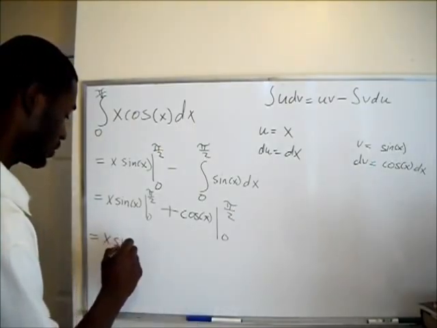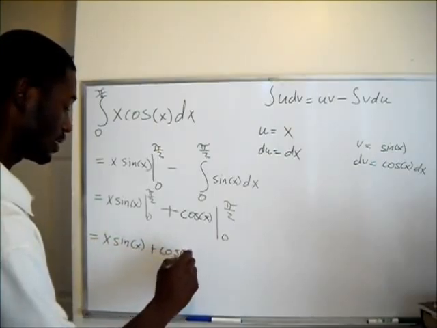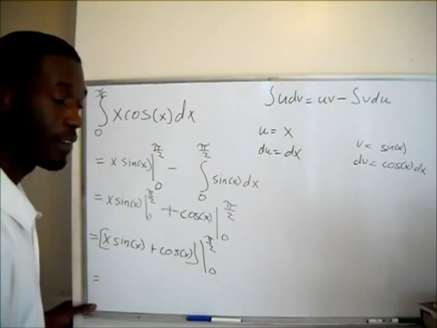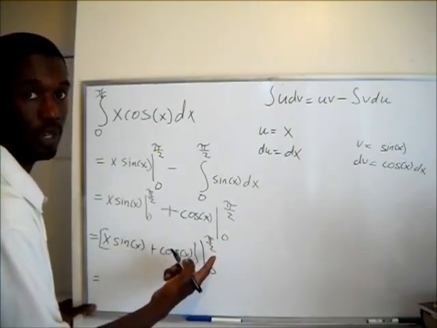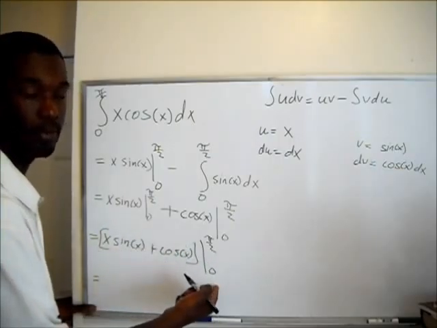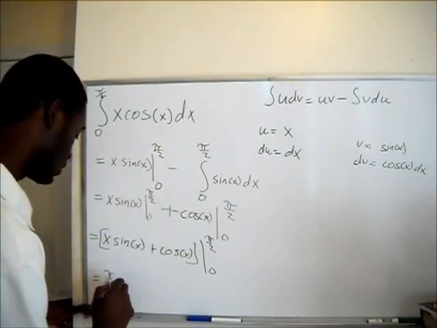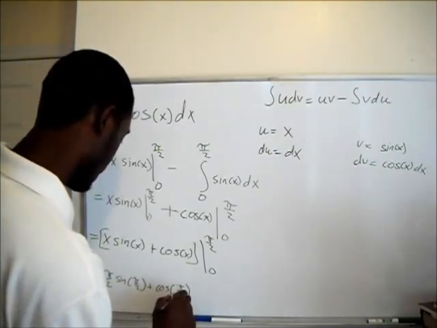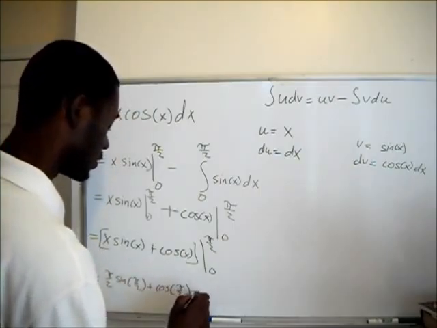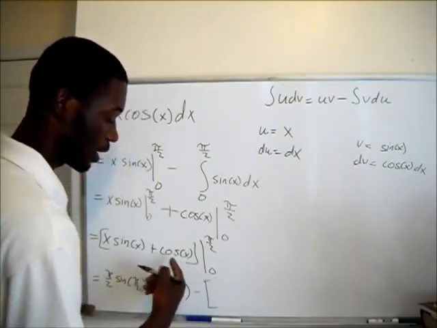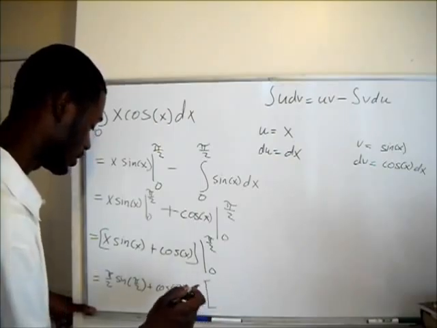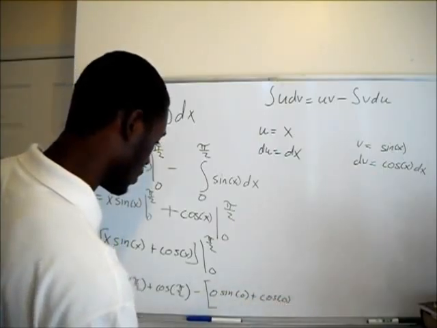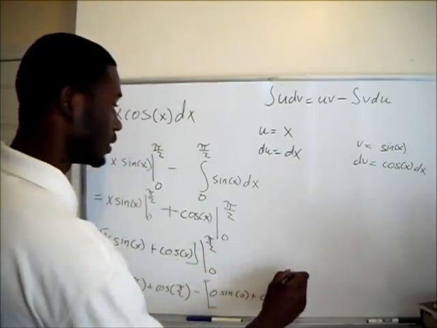So it's x sine of x plus cosine of x evaluated from 0 to pi over 2, and that's equal to, now I have to plug in the top limit of integration, minus the same thing evaluated at the bottom limit. So it's going to be pi over 2 times sine of pi over 2 plus cosine of pi over 2. Now it's good practice to put a subtraction sign and then a big bracket for when you plug in the bottom limit of integration. So it's going to be 0 times sine of 0 plus cosine of 0. Okay? I'm going to do that up here.